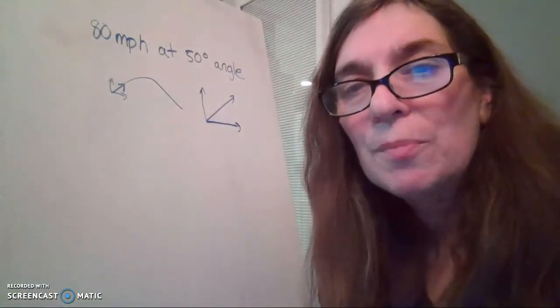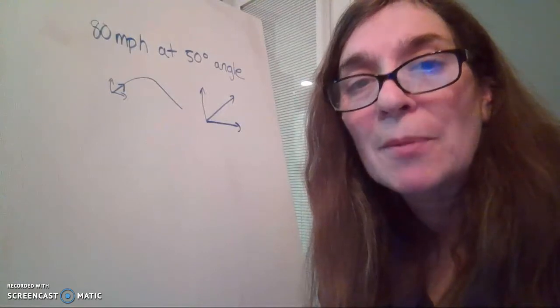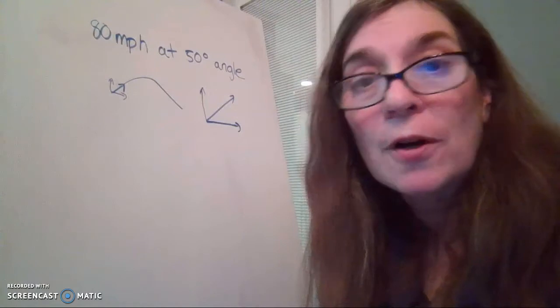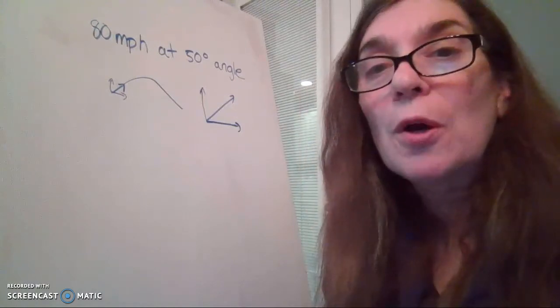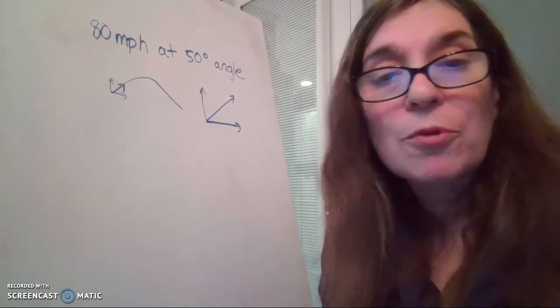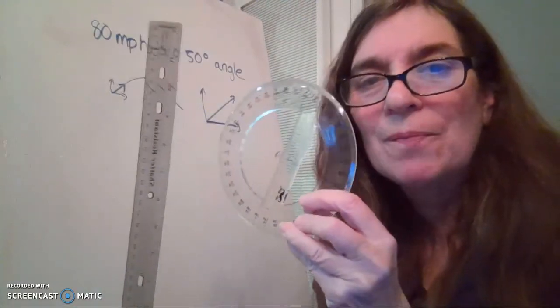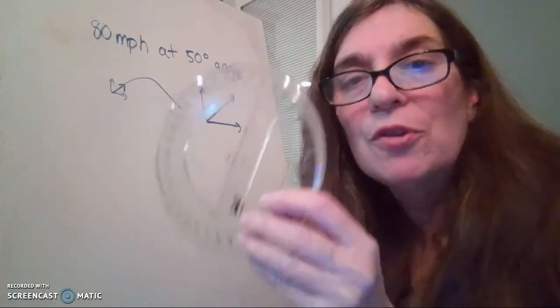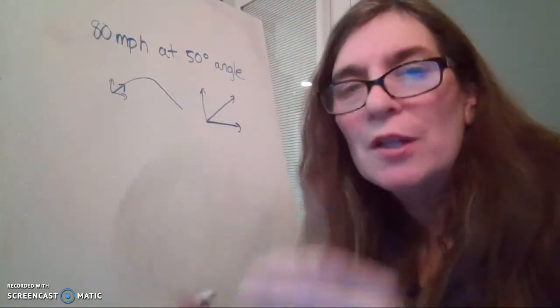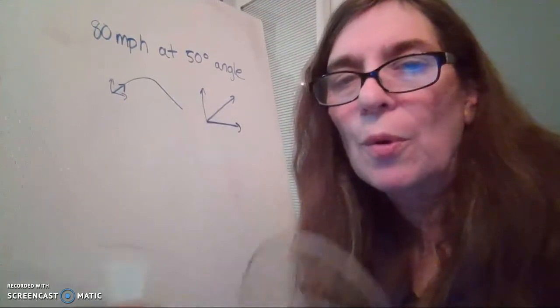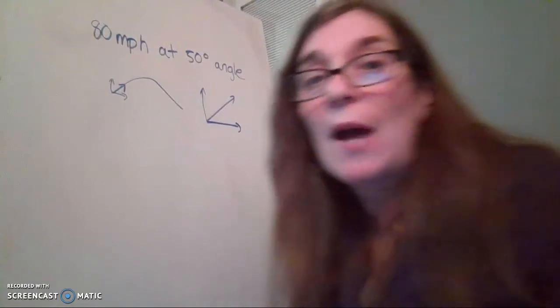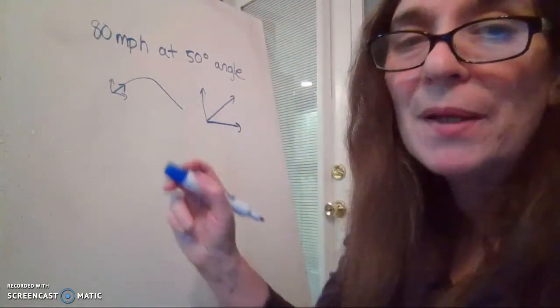Now you can do this math with something called trigonometry, but that's pretty complicated math for a 14-year-old. So we're going to use our protractor and a ruler to do it instead. And then later on, when you get to trig in math, you'll be able to do this with trigonometry, and you won't need the protractor or the ruler then.